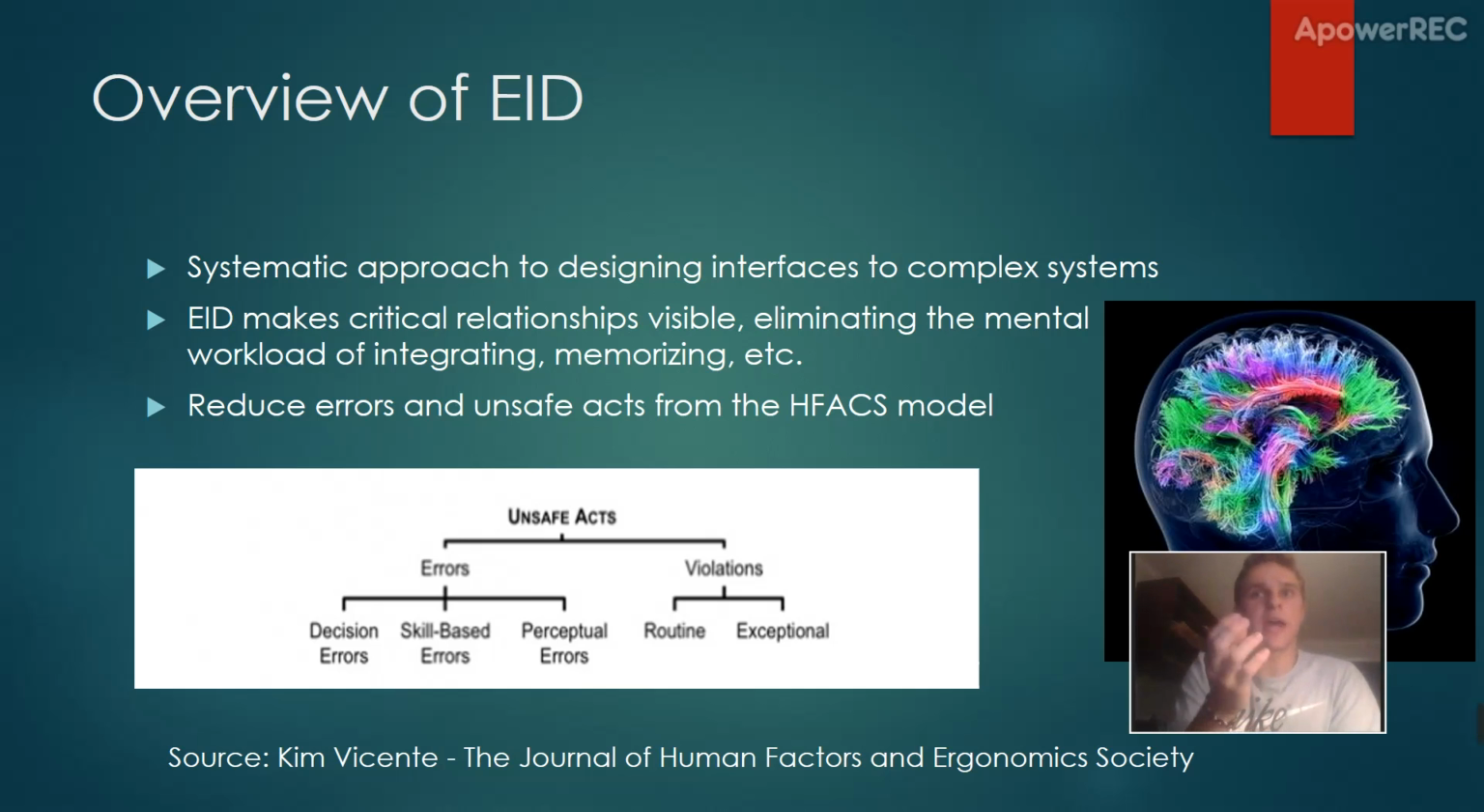So if we go to the HFACS model, to the unsafe acts section, a lot of the errors are based on decision, skill-based, and perceptual errors. And the reasoning behind that is because operators in such complex systems sometimes don't know how to respond, don't understand the system, and respond very slowly. So what EID can do is break down these complex systems and help operators understand them to ultimately respond more effectively and faster.